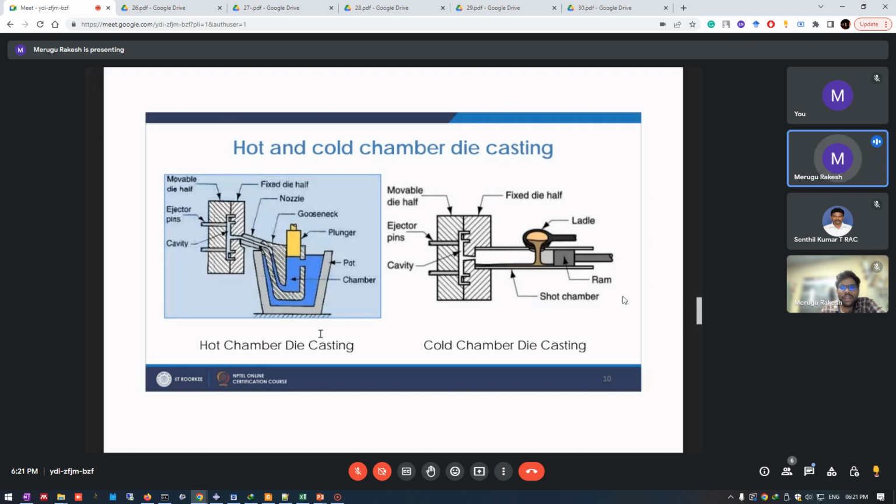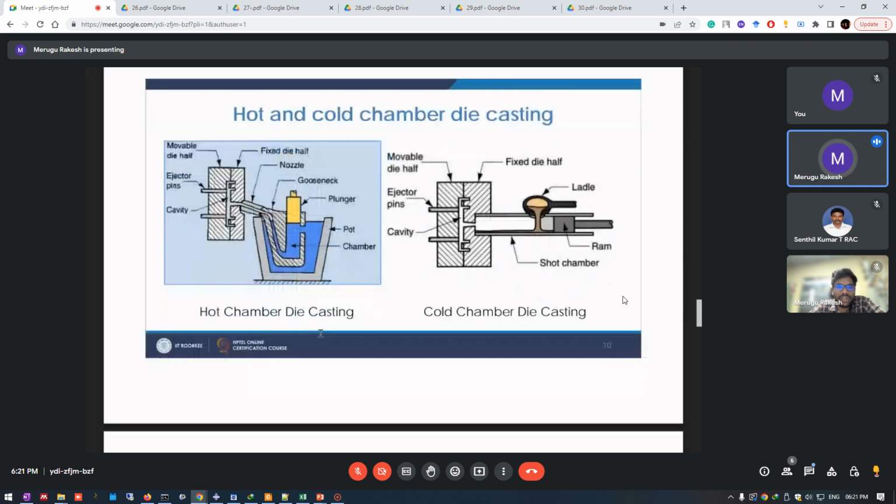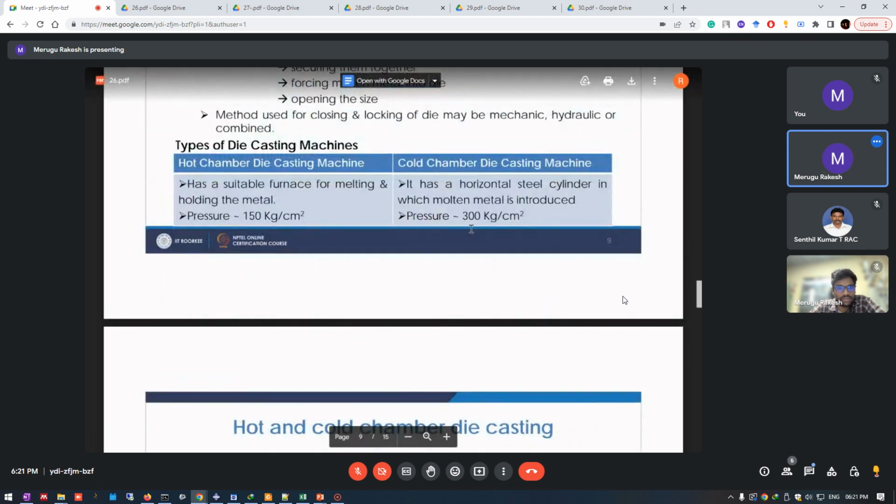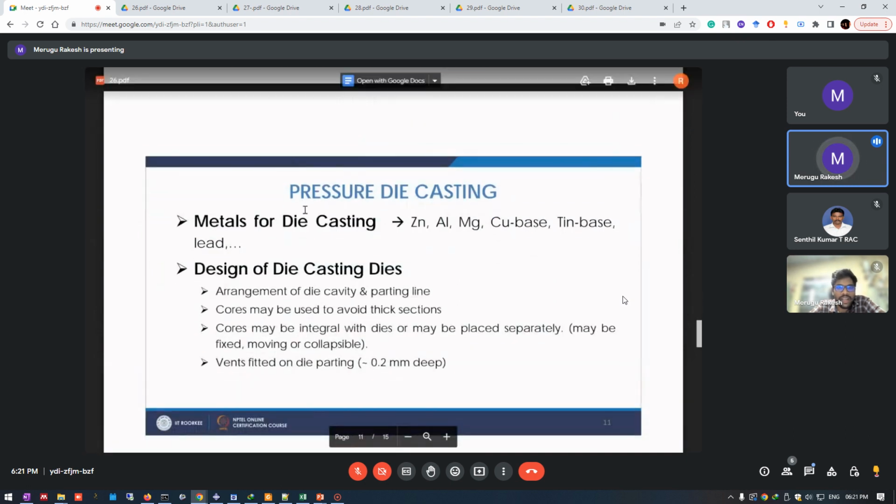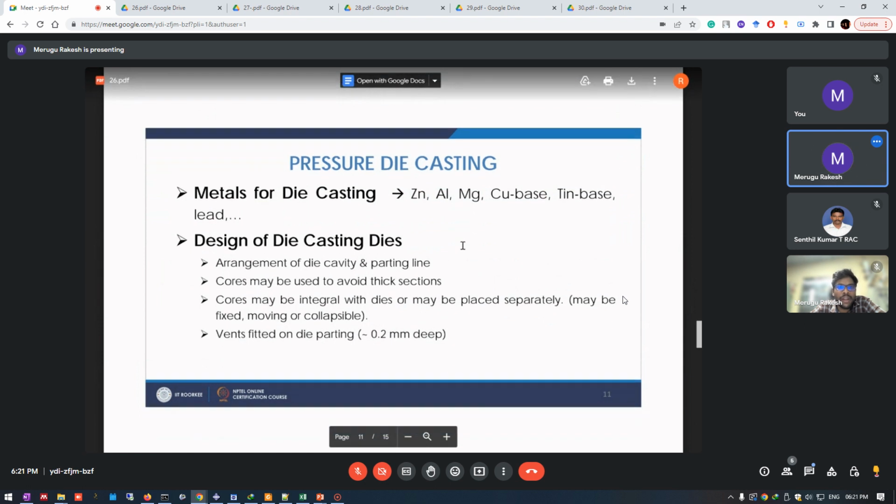Whereas cold chamber we generally use for higher temperature metals. But everything comes under the die casting process, which is suited mostly for non-ferrous alloys, and a few ferrous alloys like grey cast iron with lining inside. That is the main difference between hot and cold chamber. In pressure die casting, these are the metals that we use: zinc, aluminum, magnesium, copper base, tin base, and lead. These are low melting point metals except copper. And these are the designs for die castings.